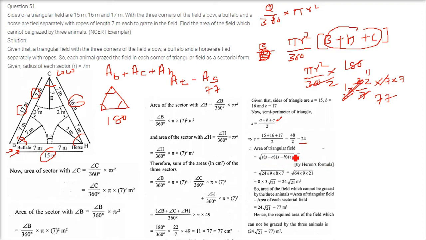And this is Heron's formula. We'll put S as this one, A, B, C as these numbers. So you get 24 under root 21. So ultimately this is 24 under root 21. Either you can compute it and subtract 77 from it, or you can keep it like this in meters square. So this is the answer.